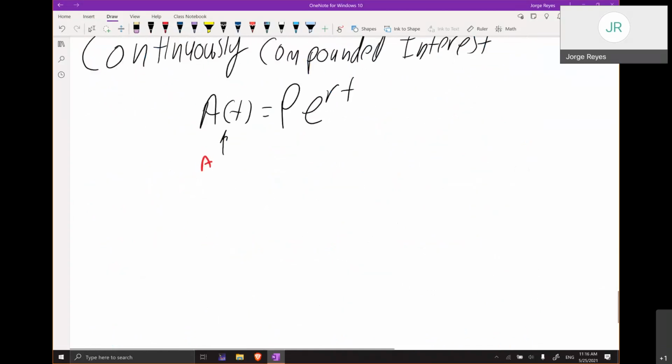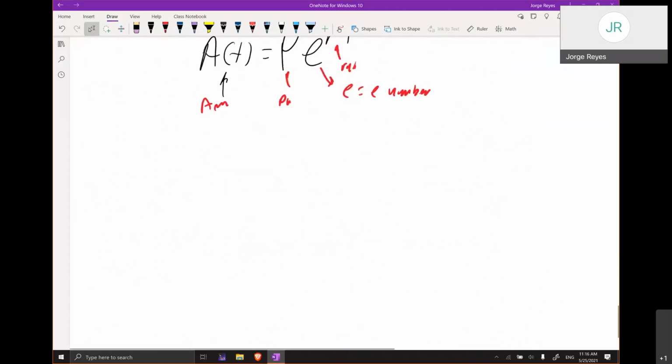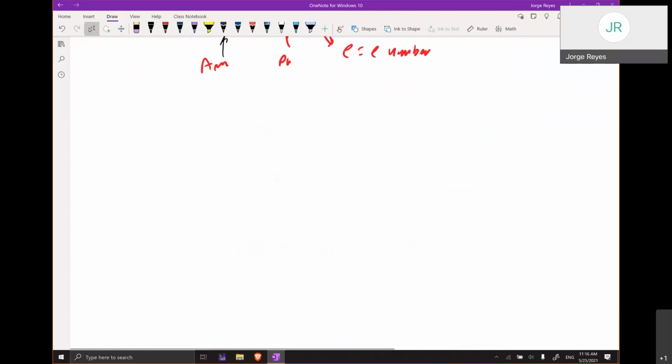So, right, we have the amount, we have the principal, R is the rate, T is the time, and e is e, right? e is e, which is a number, which is a button on your calculator. So if you're using a scientific calculator, you should have a button that literally just looks like the letter e. And that's what this one is, okay?